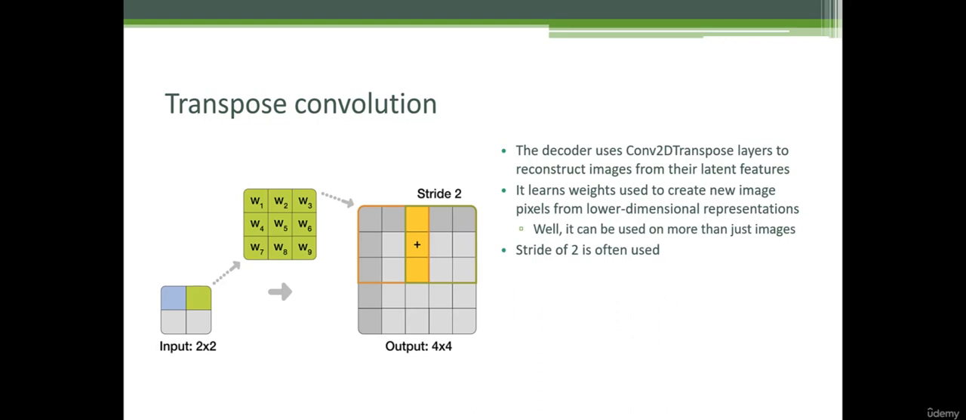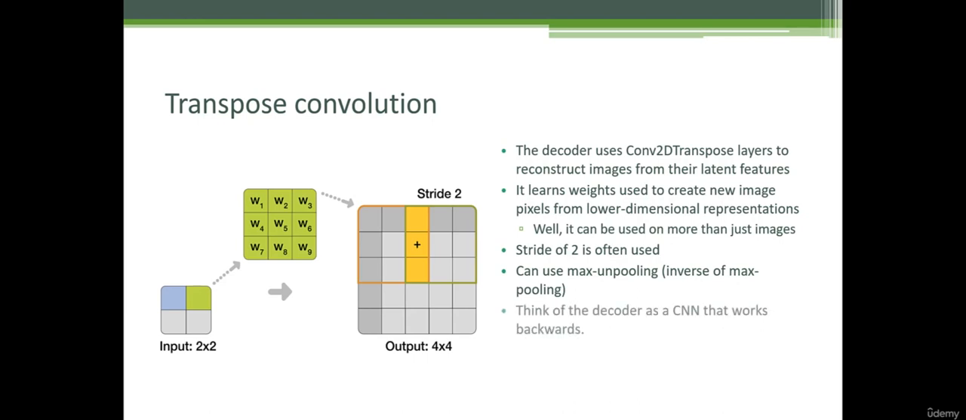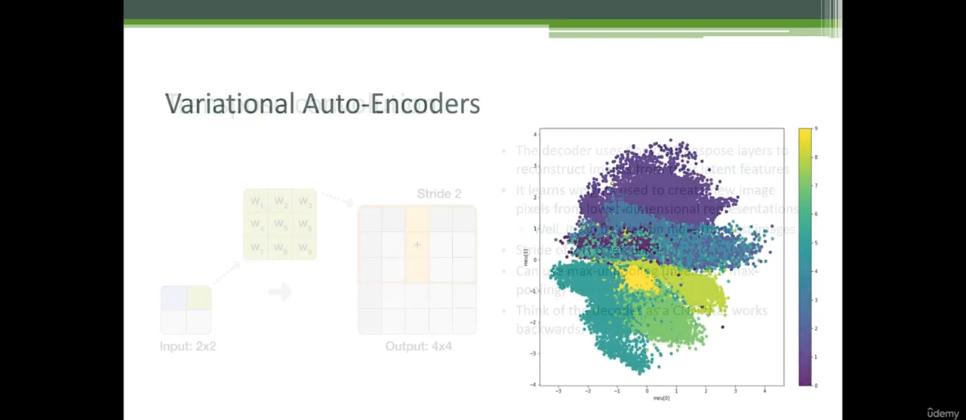You'll often see it used with a stride of 2. I've also seen some decoders where they intersperse strides of 1 and 2 at different layers if you need more complexity, but you'll probably see a stride of 2 in there somewhere. And again, we're going to be using max unpooling instead of max pooling, like we talked about when we talked about convolutional neural networks. So think of the decoder roughly as a CNN that works backwards. It's a good way to wrap your head around it.